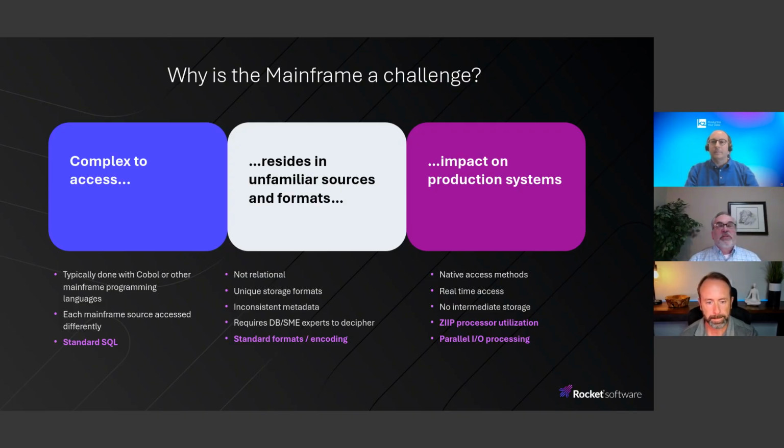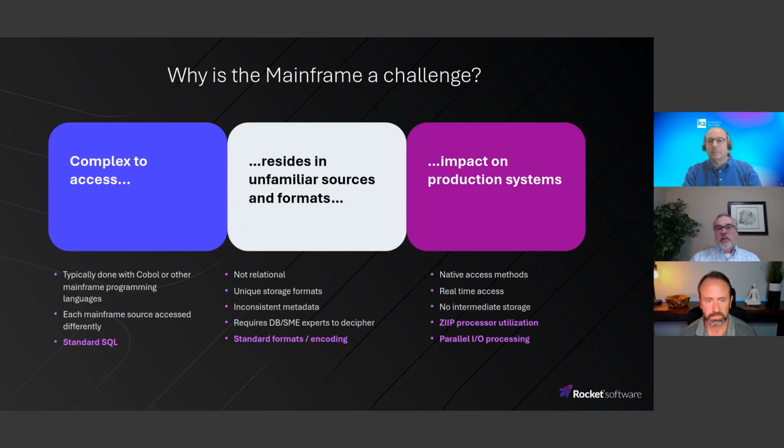So the ability to now use standard SQL to access that data really brings a new dimension to solving that challenge. The data resides in very unfamiliar sources and formats. All of these data structures were designed well before there was anything called relational databases. And with that come some unique data structures, like packed decimal numbers, where they store 2 digits in a single byte. That presents a very unique challenge for accessing that data. Most cases require some sort of a DBA or subject matter expert to decipher that data.